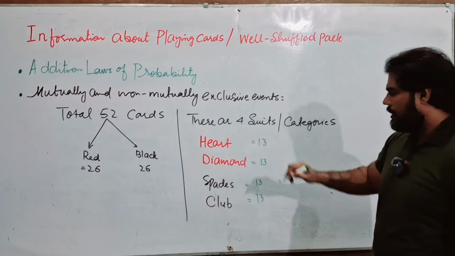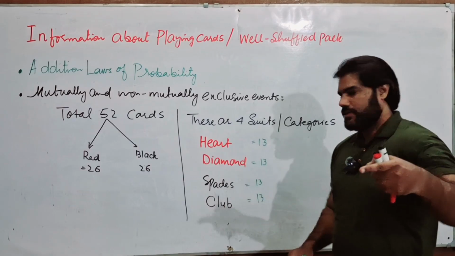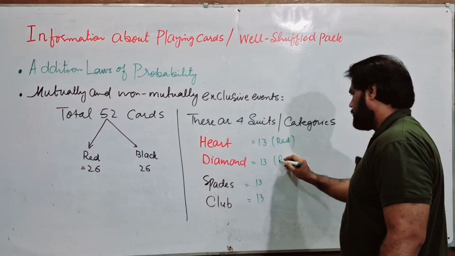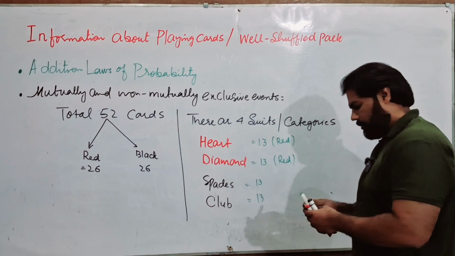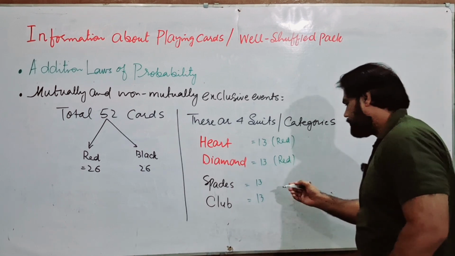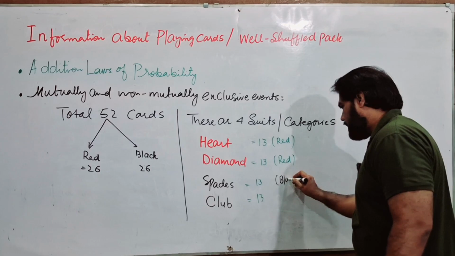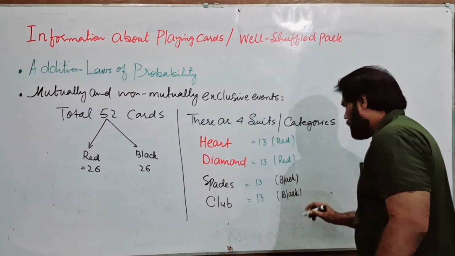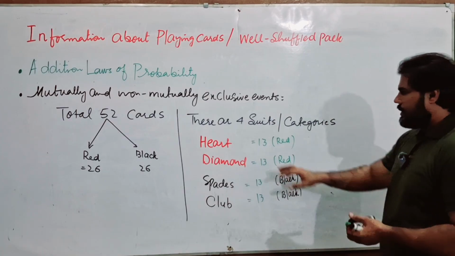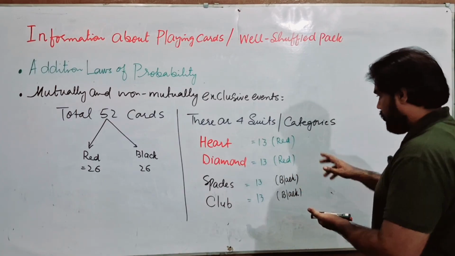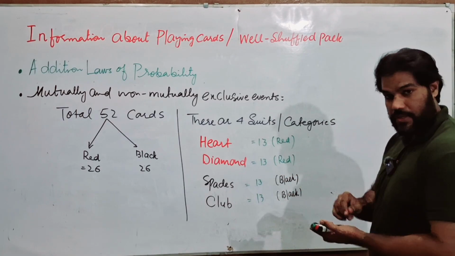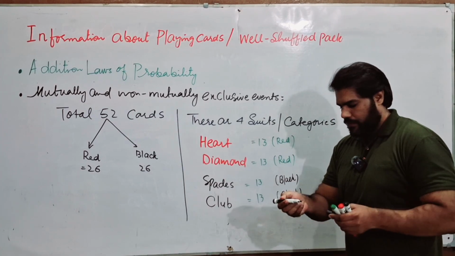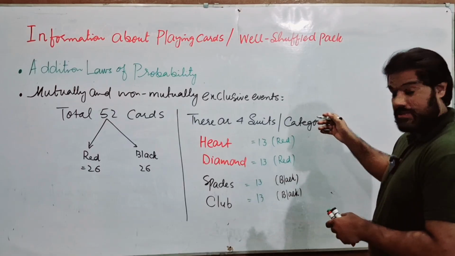These heart and diamond cards are of red color. These are 13 heart, 13 diamond, also red, and the remaining two categories are of black color. These cards look something like this, though my drawing is not fair, so kindly ignore my drawing skill.